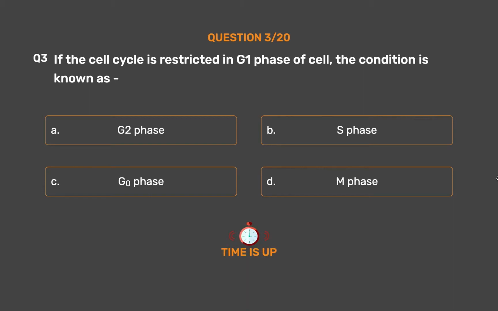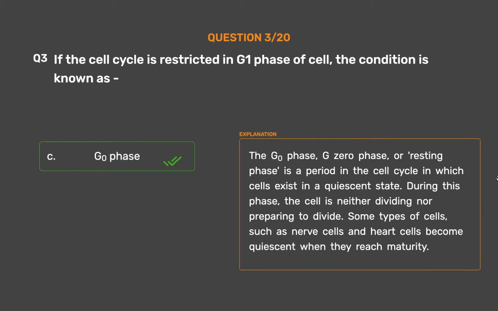The correct answer is option C, G0 phase. The G0 phase, or resting phase, is a period in the cell cycle in which cells exist in a quiescent state. During this phase, the cell is neither dividing nor preparing to divide. Some types of cells, such as nerve cells and heart cells, become quiescent when they reach maturity.